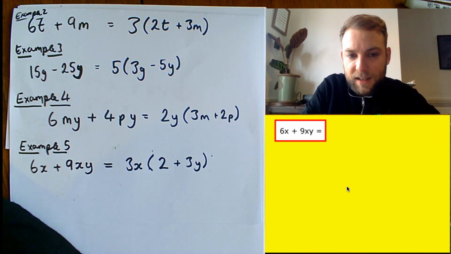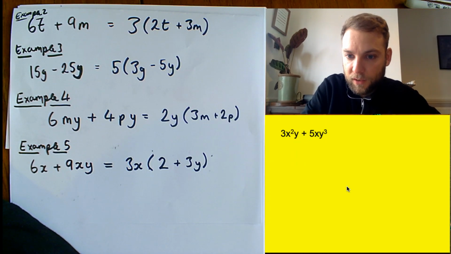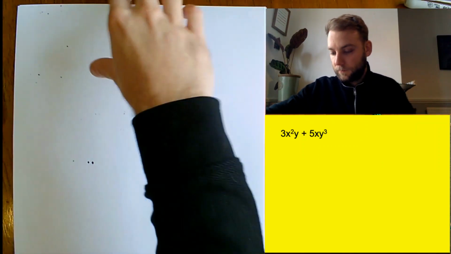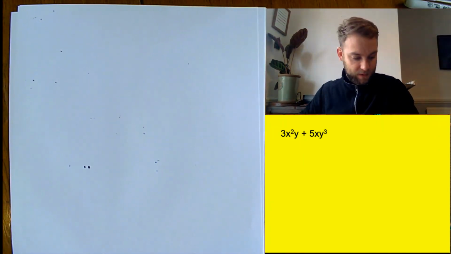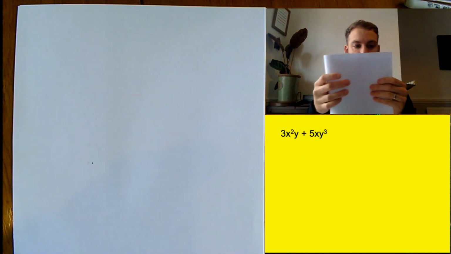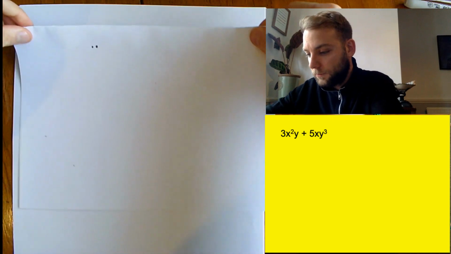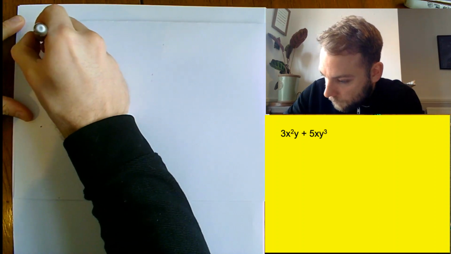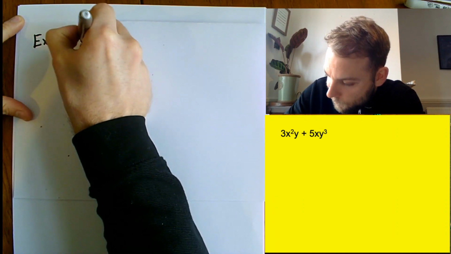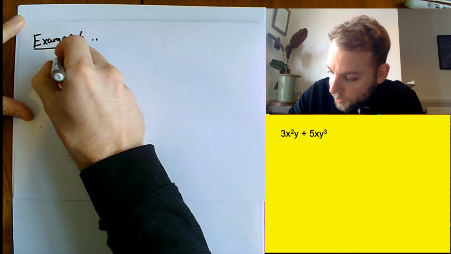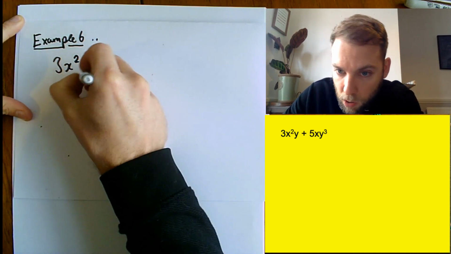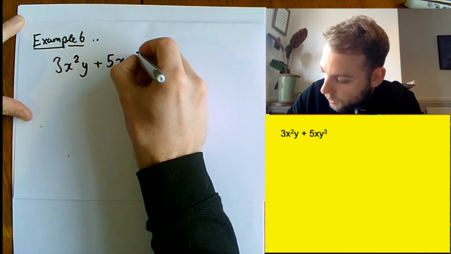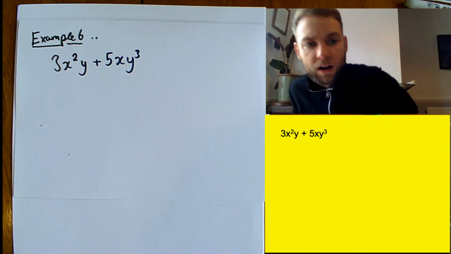Okay, let's take this a little bit harder, and then we're going to have a go at some yourself. Let's have a little go at this one here. So, with this question here, this is example 6 now. And this is 3x squared y plus 5xy cubed. So this one's a little bit harder now.